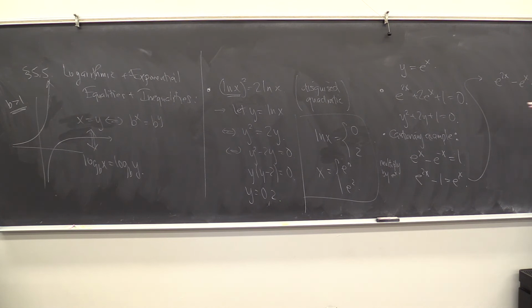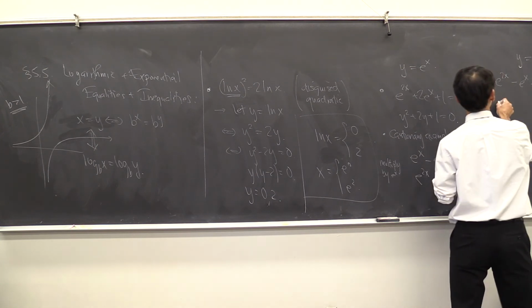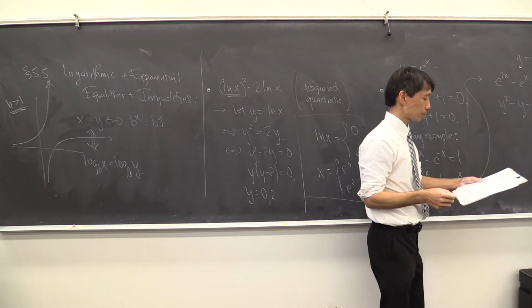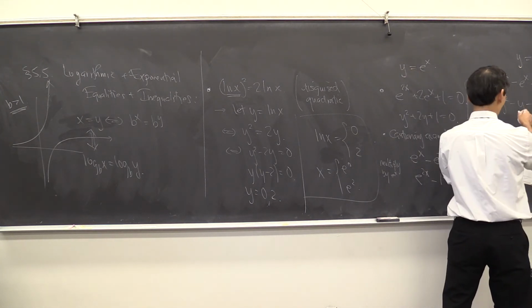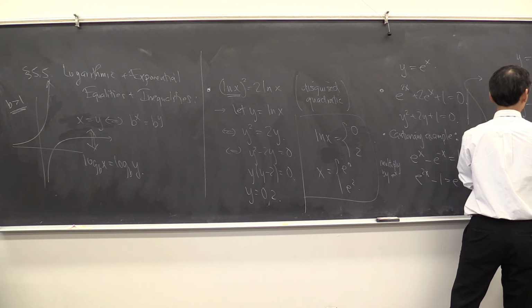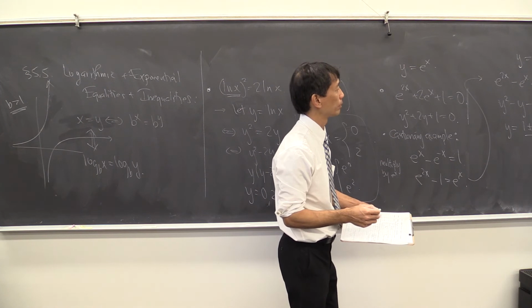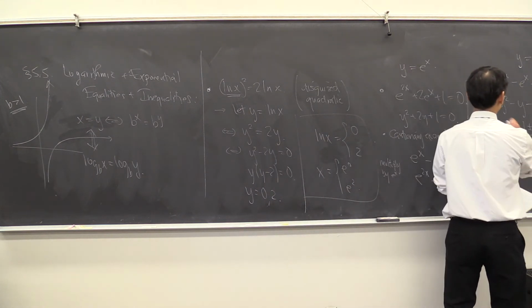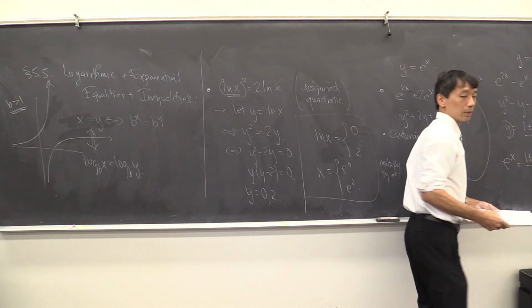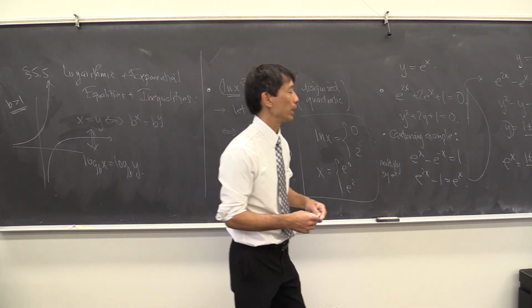Okay. And then we play the same game as here. We'd say, let's let y be e to the x. You get y squared minus y minus 1 equals 0. And then using the quadratic equation, you get y equals 1 plus or minus the square root of 5 over 2. Okay, so e to the x equals 1 plus or minus the square root of 5 over 2.